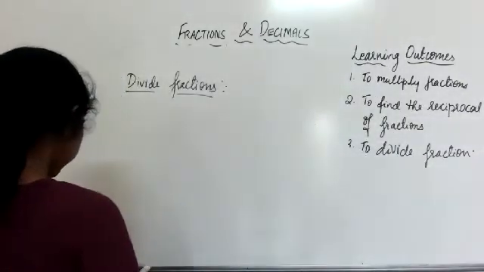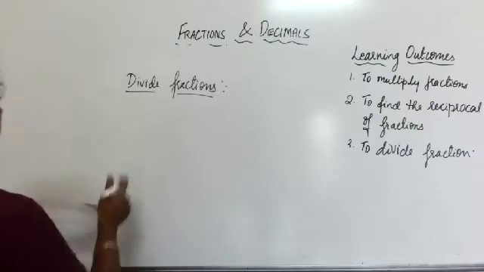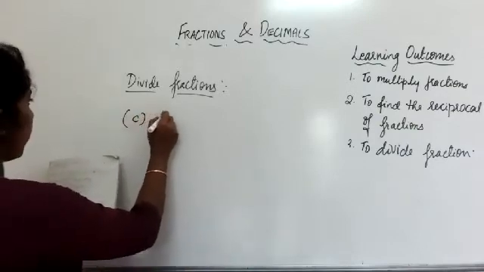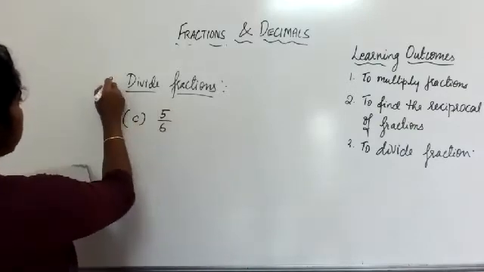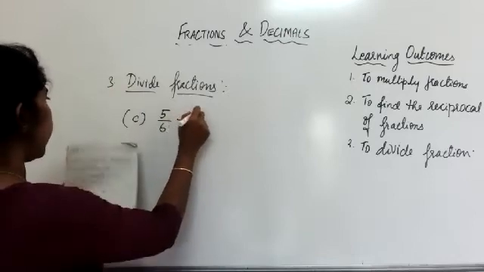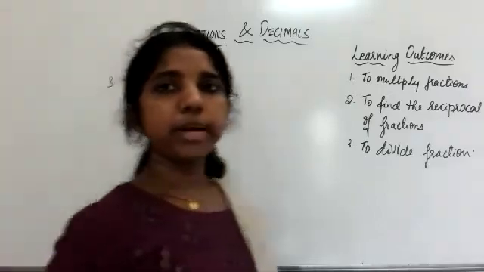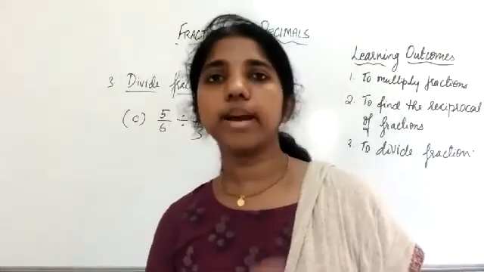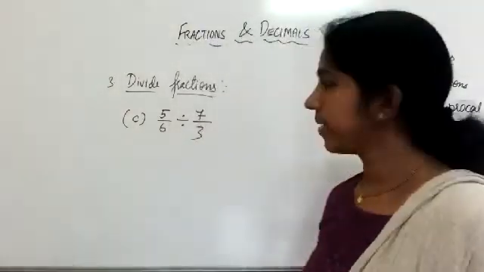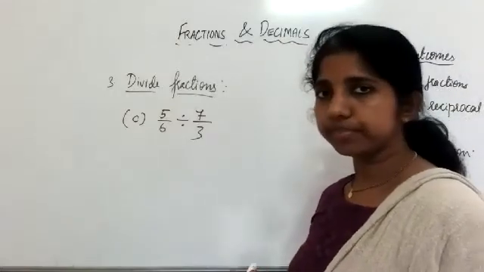Next is, see, 5 by 6, this is the third point, right? 5 by 6 divided by 7 by 3. So how to do it now?